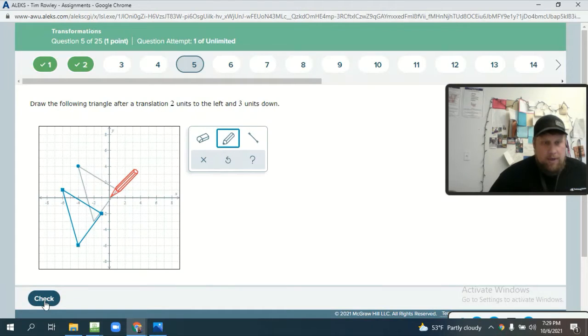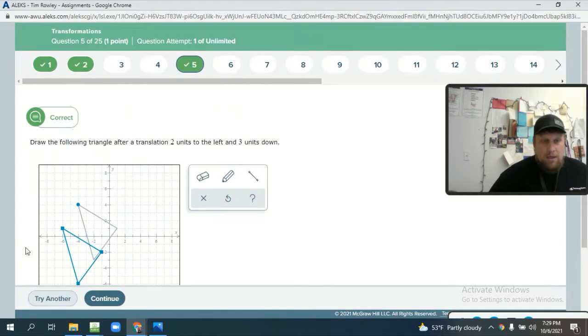Okay, so let's see how we did. You guys ready? There's nothing else below, right? Okay, we're going to check it. Oh, it didn't mark me wrong for those points. So yeah, look at that figure. See how we moved it? It holds the same shape, same size, same angle, same measures of sides and everything, but it's just translated 2 units left and 3 units down.